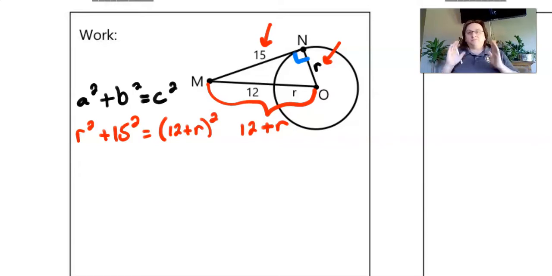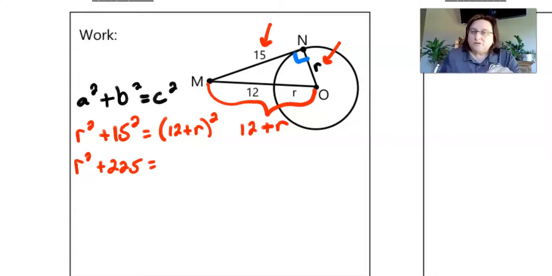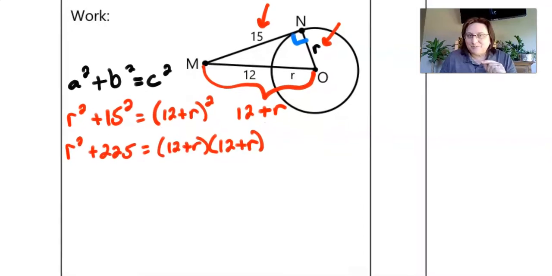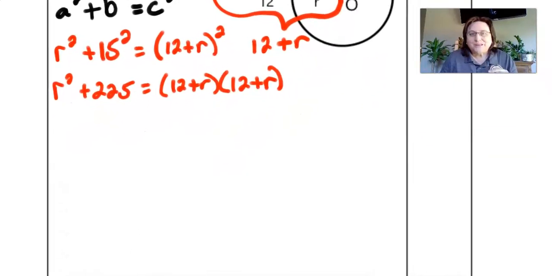Okay, now let's work our algebra skills. I'm going to do this with you guys. So we have r squared plus 225, because 15 squared is 225. Now, when we say 12 plus r squared, that means that I take 12 plus r and multiply it times itself. Maybe some of you remember this. I'm going to zoom in right here. Do you remember the FOIL method? Or some of you learned it as double distribution. Okay, so we're going to go through and solve this.